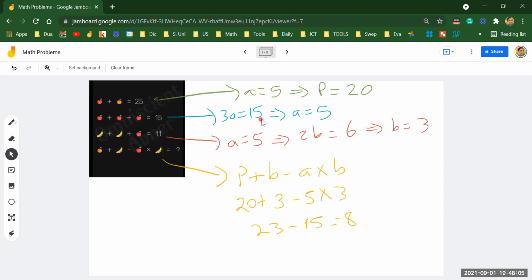Here, this is an easy one. If 3 apples is 15, 1 apple is 5. If 1 apple is 5, 1 peach is 20. And if 1 apple is 5, it means 2 bananas is 6, which is 1 banana is 3. And here, peach plus banana minus apple times banana. So first, 3 times 5, 15, 20 plus 3, 23. So if you subtract, you will get 8.